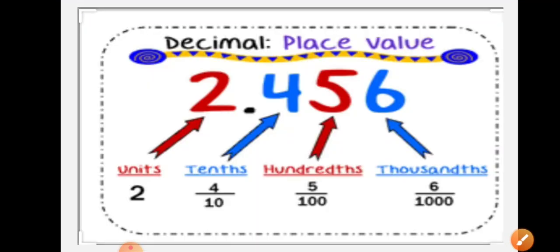One more example is there, 2.456. So 2 has the place value ones. 4 you can write as 4 upon 10 or 4 tenths. 5 you can write as 5 upon 100 or 5 hundredths. 6 you can write as 6 upon 1000 or 6 thousandths.